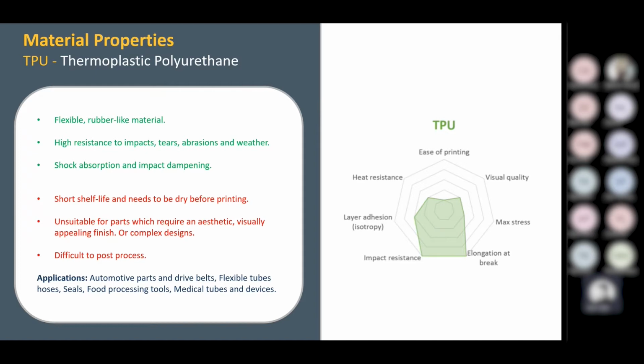TPU is almost like rubber, so it's a very flexible material, great for creating things like hinges and stuff like that, or flexible objects, things like O-rings and gaskets. Great stuff for that.